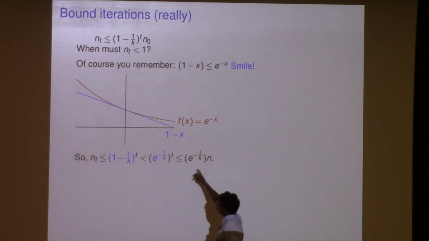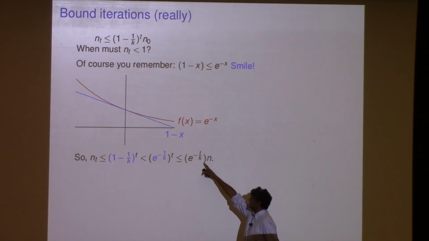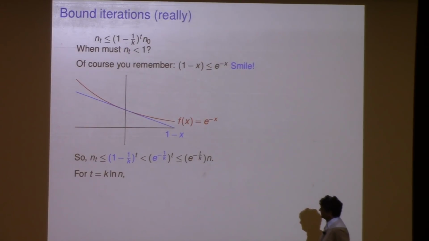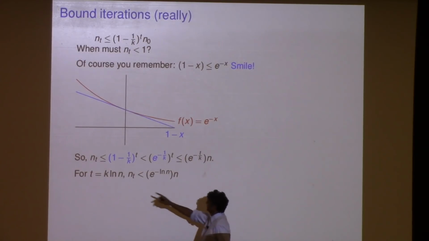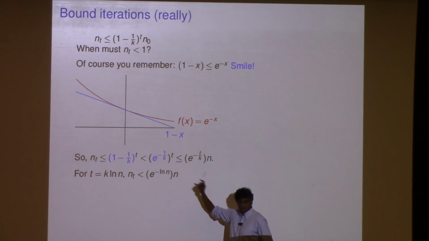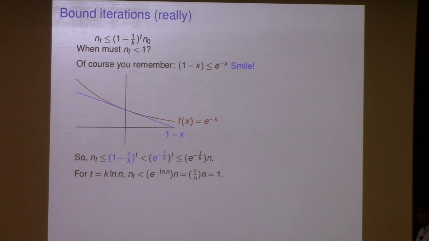This n should have been in both of these. I'll fix that. But the final expression is e to the minus t over k times n. And now when you plug in k ln n, you get a nice clean expression, right? And t is less than e to the minus k ln n. When you divide out by k, you get minus ln n. E to the minus ln n, those are inverses. So you get 1 over n, right? And then that's it. Okay? So it's just a calculation.